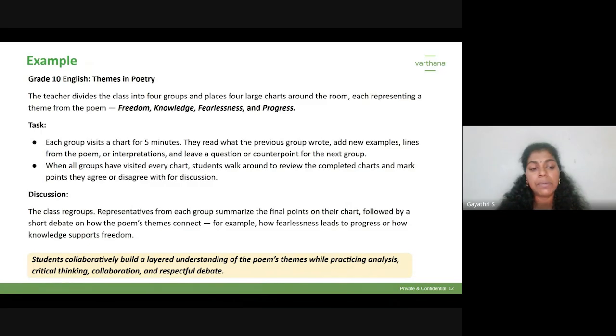From this activity, the outcome we will get is that they will collaboratively build a layer of understanding. Like under freedom, four different groups are adding points. So now they have four different layers of understanding of the same thing. This will also help them with critical thinking, collaboration, and also having a good debate. So this is what your classroom will be doing.